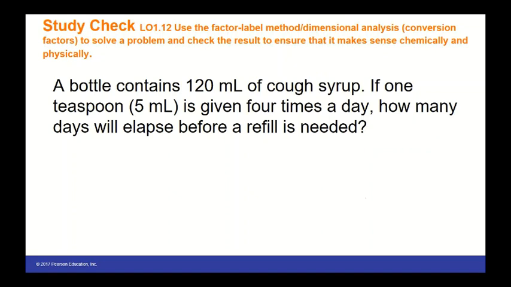Next, let's try this problem. Go ahead and figure out what's given, what you need, and what are the conversion units you need for this problem. It's a little tricky. You might have to do a little bit of conversion before you begin.